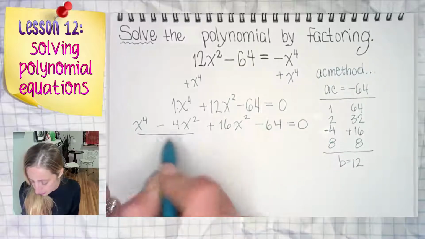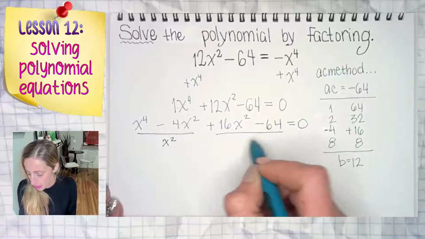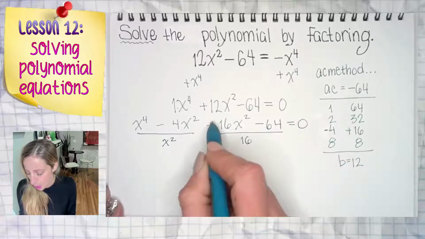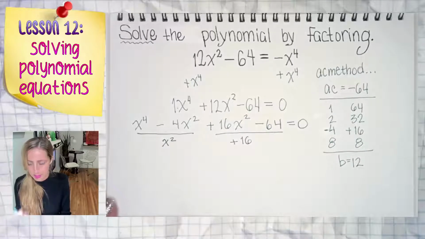Now, GCF here, x squared. GCF here, 16. Write the plus. Stop trying to be sloppy and lazy.